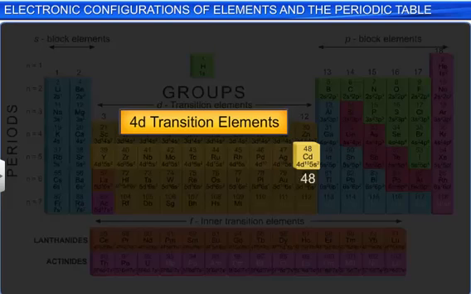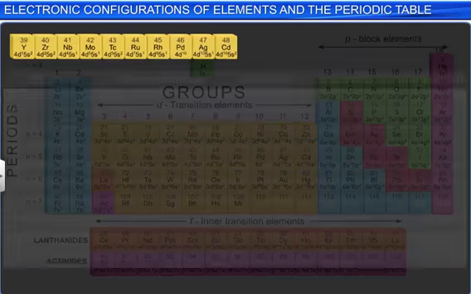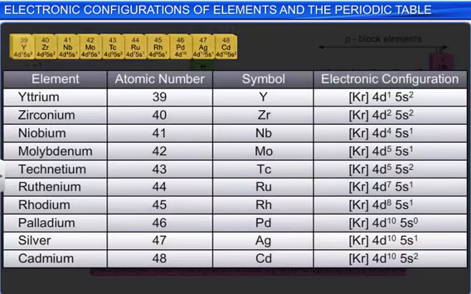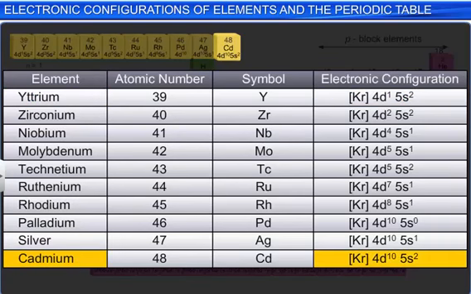The first element in the 4d series, yttrium, has an electronic configuration 4d1 5s2. The last element in this series is cadmium, having an electronic configuration 4d10 5s2, wherein the 4d orbital is completely filled.